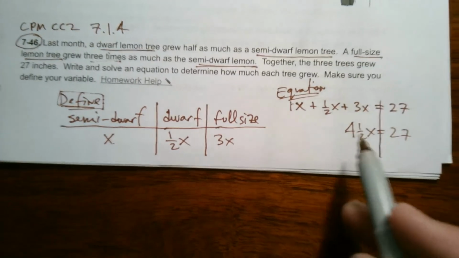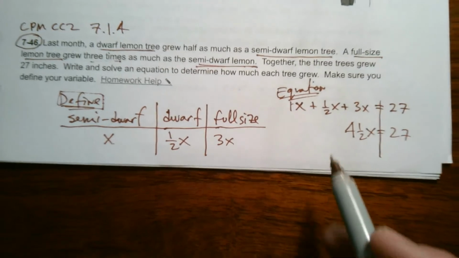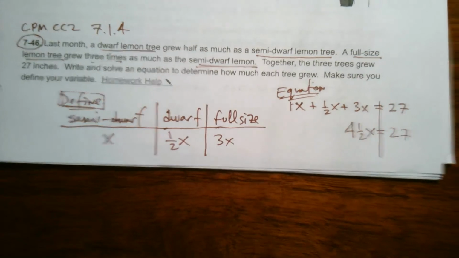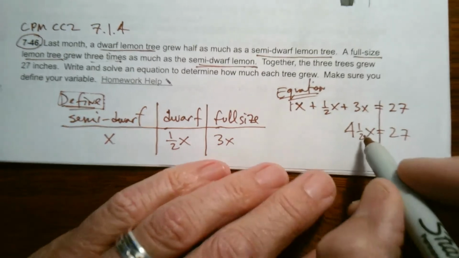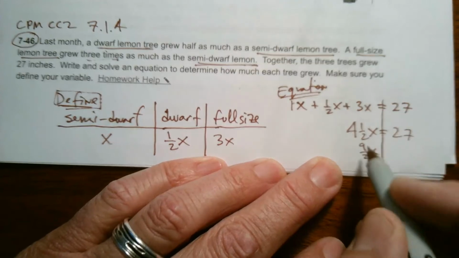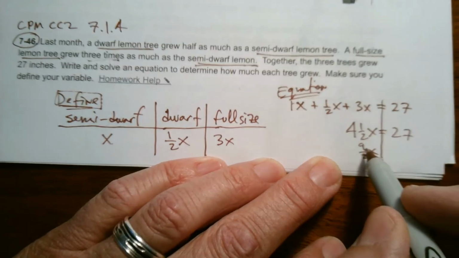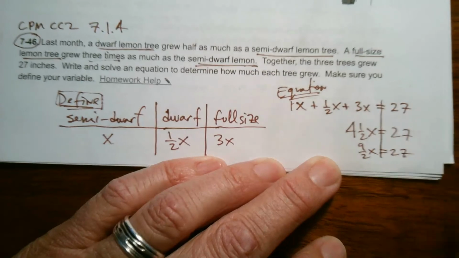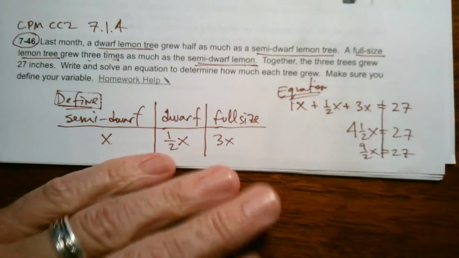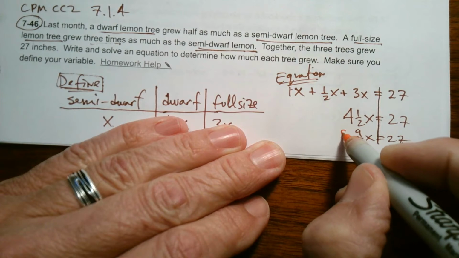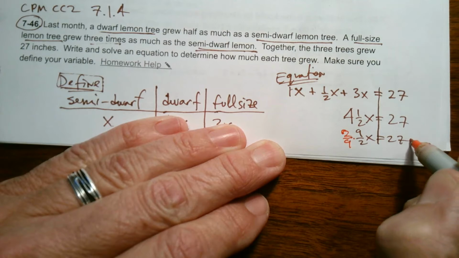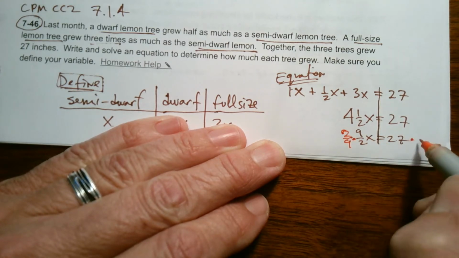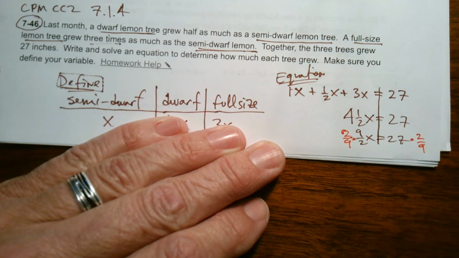Well, if I'm solving for x here, I would normally divide by the coefficient. But in this case, because I have a mixed number, I don't really want a mixed number within my equation, so I'm going to call this 9/2 x. We know that 4.5 is the same thing as 9/2, equals 27. Now I can solve for x by multiplying by the reciprocal, or I could say divide by the coefficient. Either one is going to be the same thing. When you divide by a fraction, it's the same thing as multiplying by the reciprocal.